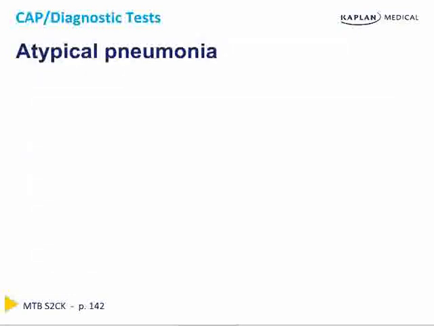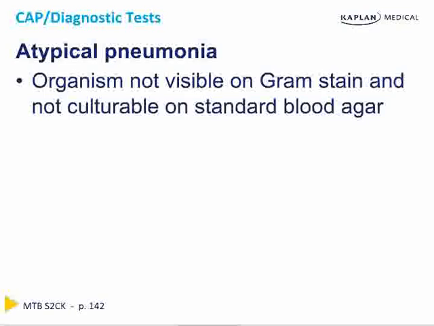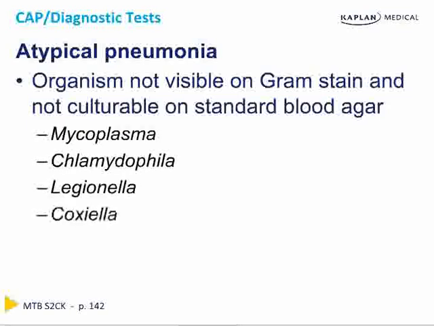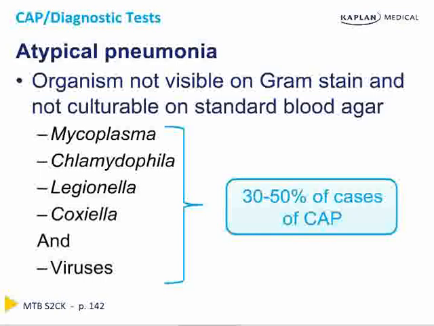With regard to the atypical pneumonias, these organisms are typically not seen on gram stain and they're not culturable on standard blood agar. As we'll see shortly, there are other diagnostic tests that can be used, but these are not going to grow from standard methods. Mycoplasma, Chlamydia, Legionella, Coxiella, and viruses all fall into this category. Importantly, while we can't grow them out on standard blood agar, all of these bugs result in 30 to 50% of cases of community-acquired pneumonia.